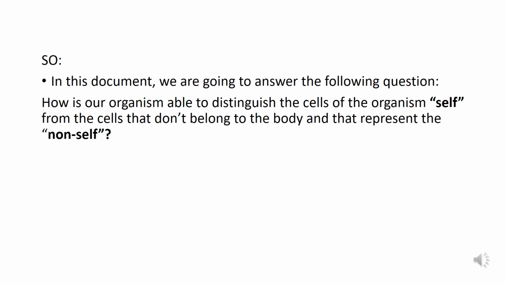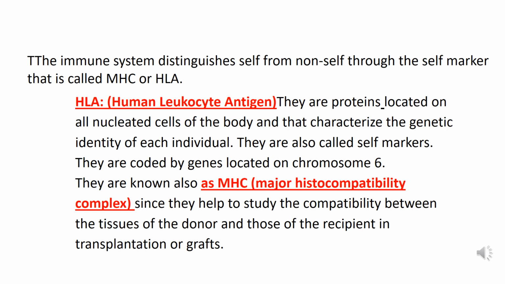So, in this document, we're going to answer the following question. How is our organism able to distinguish the cells of the organism self from the cells that don't belong to the body and that represent the non-self? The immune system distinguishes self from non-self through the self marker that is called MHC or HLA.